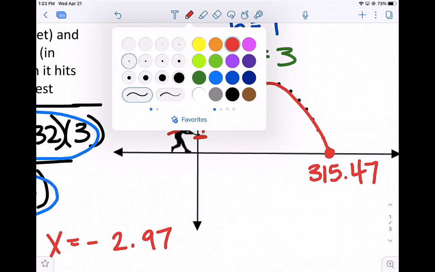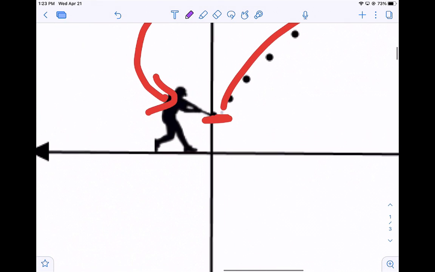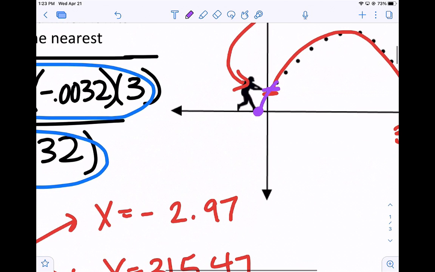All right, and then we'll talk about the other one. The other one's negative because we're starting at this height of 3 right here. So if we extend the parabola, we can see why it ends up being that negative 2.97. Because we're starting at that height of 3, it does shift the x-intercept into the negative region.